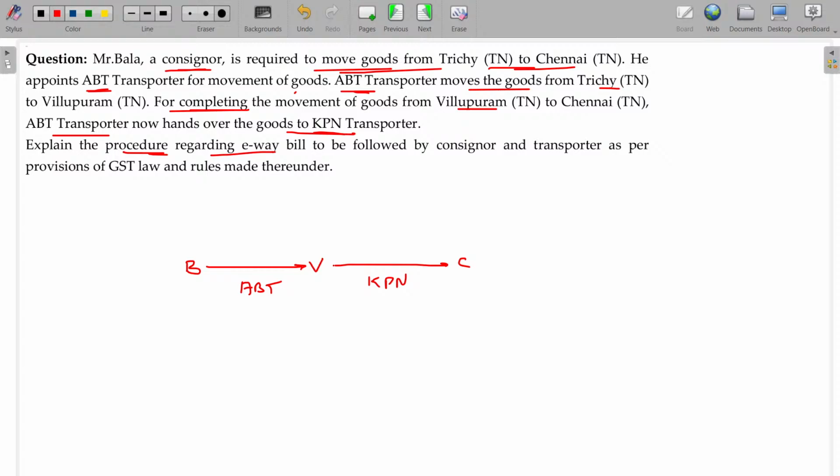Explain the procedure regarding the e-way bill to be followed by the consignor and transporter as per the provisions of GST law and rules made thereunder. Part A is filled, which is related to the product. Part B is about the vehicle's details. And once the vehicle reaches Viluppuram, ABT hands over to the KPN. Now, KPN is responsible to update their own lorry number in that same e-way bill.